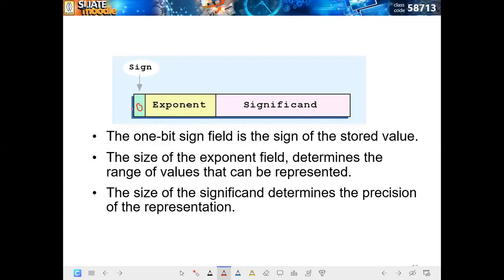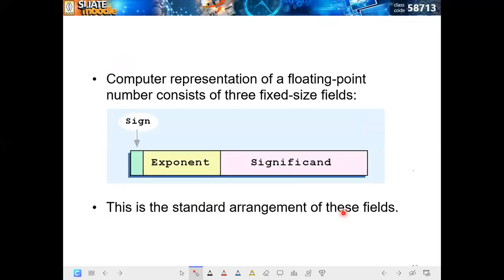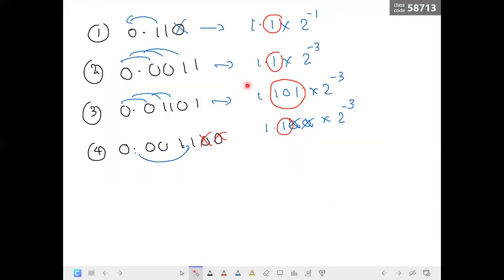If it is 0, that's positive. The size of the exponent field determines the range of values that can be represented. The size of the significand determines the precision of the representation, right? Normally in a number, students, when we write a number in a normalized way, precision is the part which is at the right side of the fraction point, right? So normally, let's say we consider only the fractional part.